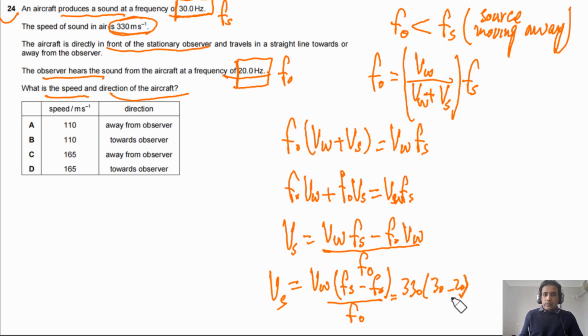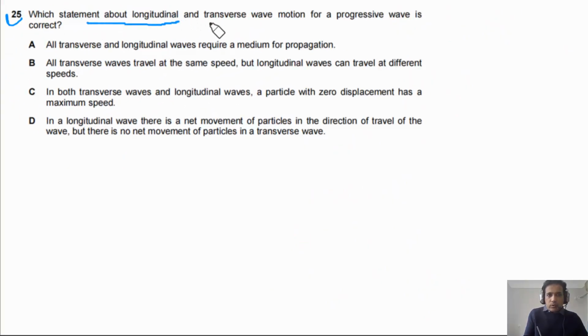So this is how you can approach Doppler effect problems. Question 25 says which statement about longitudinal and transverse wave motion for a progressive wave is correct? Option A says all transverse and longitudinal waves require a medium for propagation. Electromagnetic waves are also transverse waves, but they do not require a medium for propagation. So it means this option is incorrect.